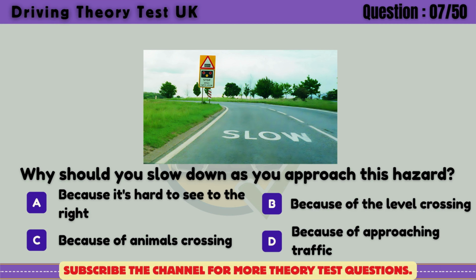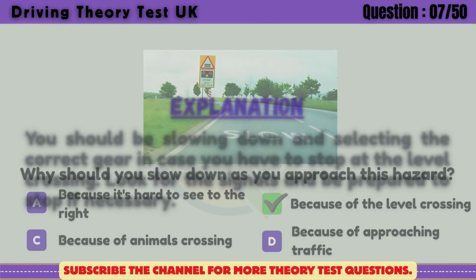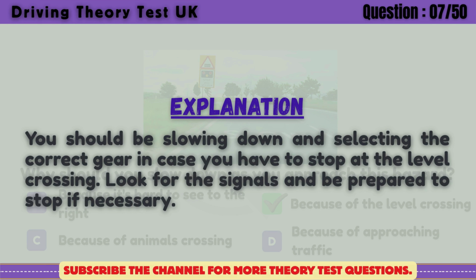Option A. Because it's hard to see to the right. B. Because of the level crossing. C. Because of animals crossing. D. Because of approaching traffic. Answer is B. Because of the level crossing. You should be slowing down and selecting the correct gear in case you have to stop at the level crossing. Look for the signals and be prepared to stop if necessary.